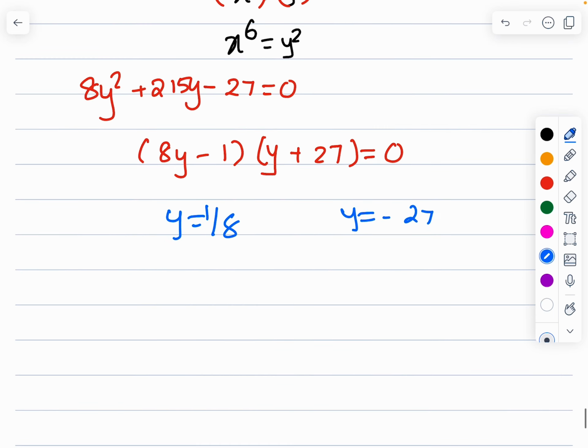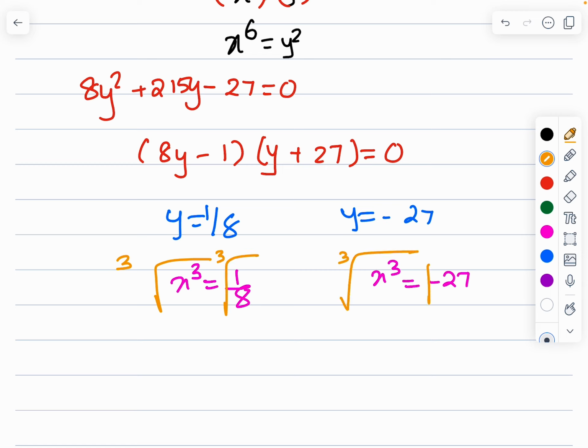But what was y? y is x cube. So x cube equals 1 upon 8, and x cube equals negative 27. Then what should I do? Taking cube root on both sides, x equals 1 upon 2, and x equals negative 3. The cube root of minus 27 is negative 3.